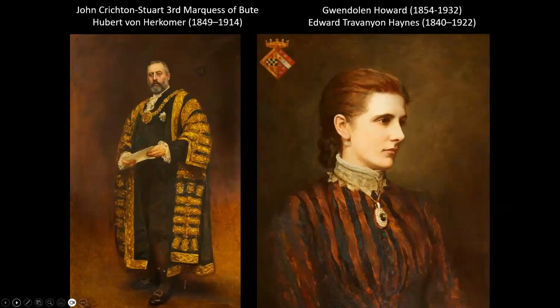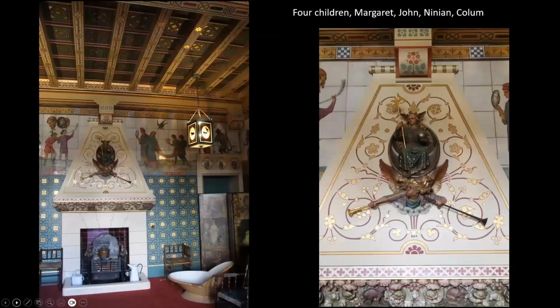So here we have the Marquis of Bute, painted by Hubert von Herkomer in his manorial robes. And on the other side, we have Gwendolen Howard, as in the Earls of Norfolk. So two now Catholic families marrying into our story. And by the way, the family are Catholic to this day. So they start to produce children. There are four in all.